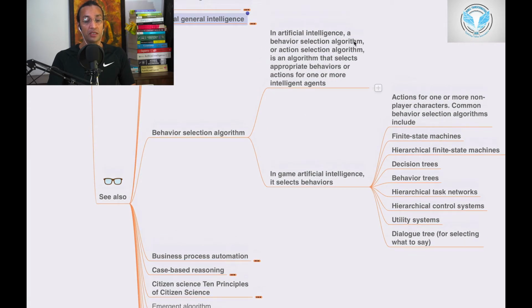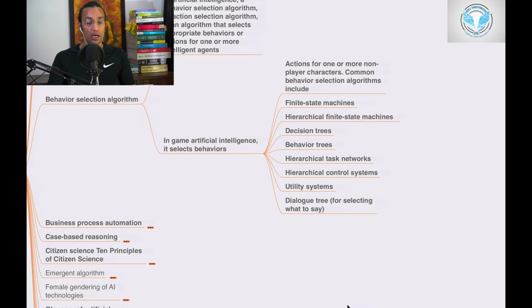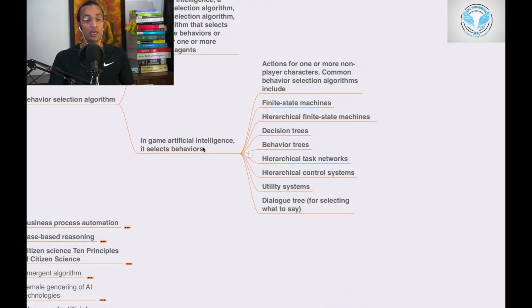Okay, behavior selection algorithm, what is it? In artificial intelligence, a behavior selection algorithm or action selection algorithm is an algorithm that selects appropriate behavior or action for one or more intelligent agents. Okay, in game artificial intelligence, it selects behaviors or actions for one or more player characters.